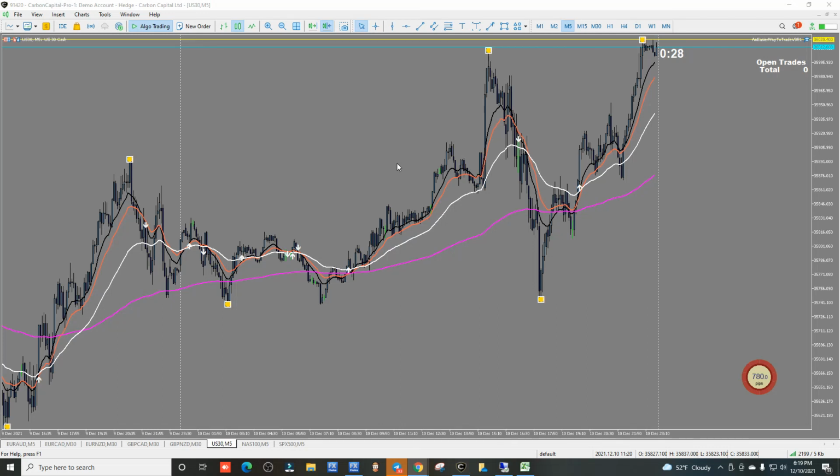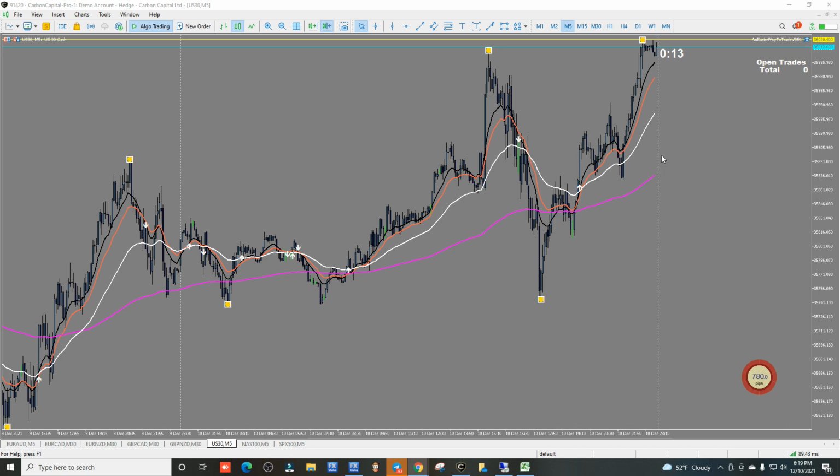Okay, this is how we trade our easier way to trade expert advisor. Just going to start here with US 30 on the 5 minute. I like the 5 minute time frame on the indices right here. Most of the Forex pairs that we trade it on the hour.